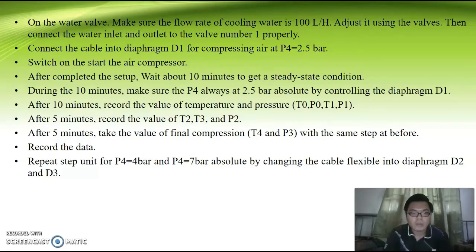After 10 minutes, record the values of temperature and pressure: temperature 0, pressure 0, temperature 1, and pressure 1. After 5 minutes, record the values of temperature 2, temperature 3, and pressure 2. After 5 minutes, take the values of final compression, temperature 4 and pressure 3, with the same steps as before. After that, record the data and repeat the steps for pressure P4 at 4 bar and pressure P4 at 7 bar absolute by changing the flexible cable into the Bourdon gauge D2 and D3.